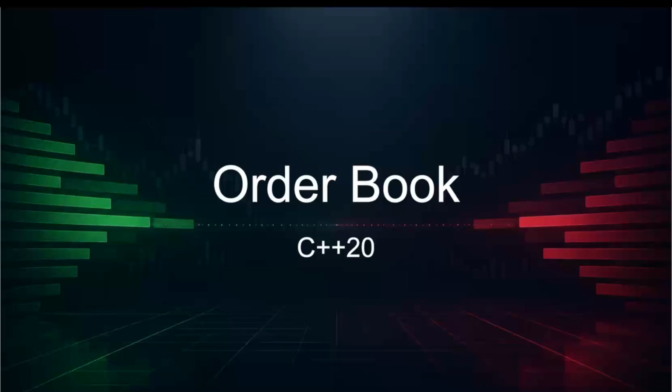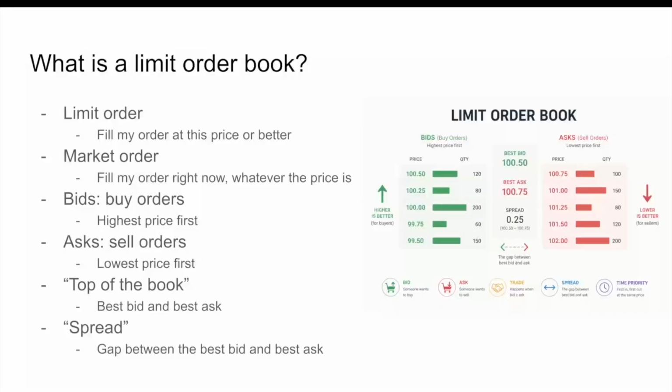All right. So to begin, let's talk about what a limit order book actually is. First of all, an order is one person's request to buy or sell some quantity of something at a specific price or better. A limit order specifically means fill me at this price or better, and if you can't, then just wait. As opposed to a market order, which means fill my order right now, whatever the price is.